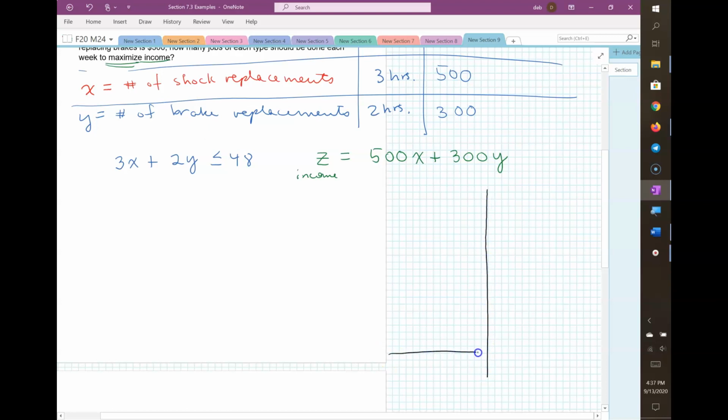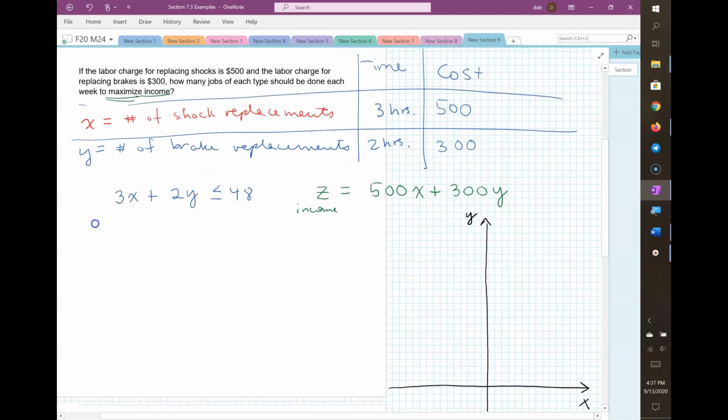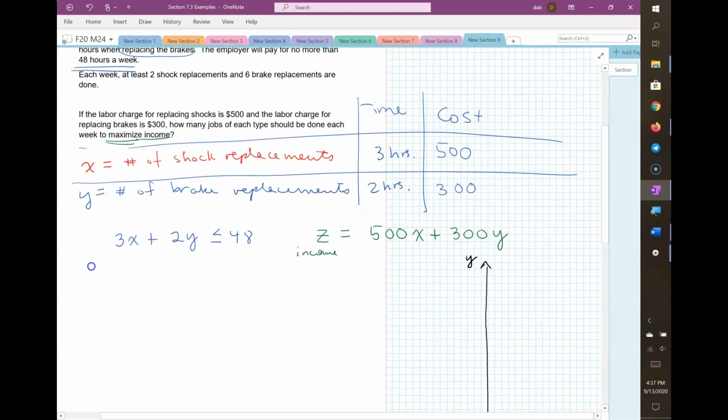Okay, so then the next thing we need to do is graph the feasible region. So we need a coordinate system. Don't forget to label it x and y. And then we need a couple more inequalities because we have a little bit more information given here. At least 2 shock replacements, so x has to be at least 2. And at least 6 brake replacements, so y needs to be at least 6.